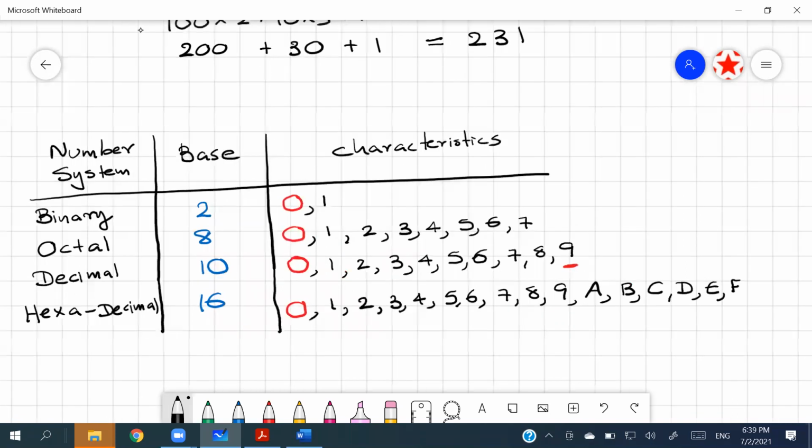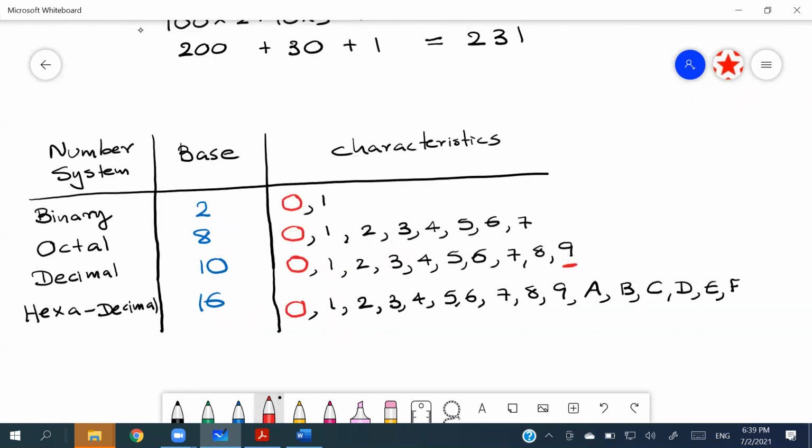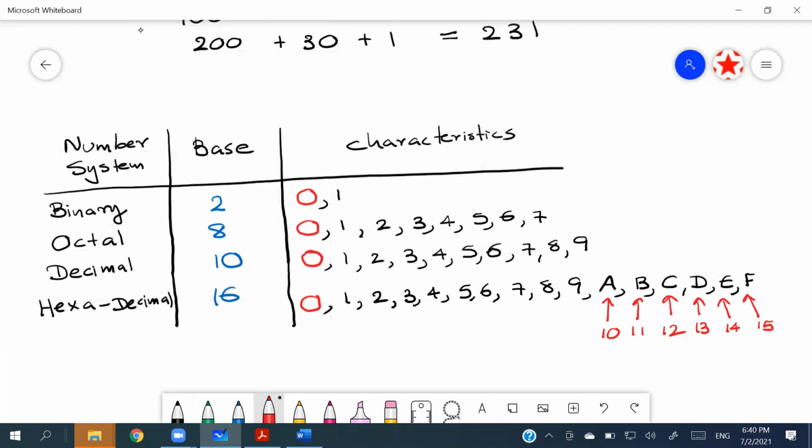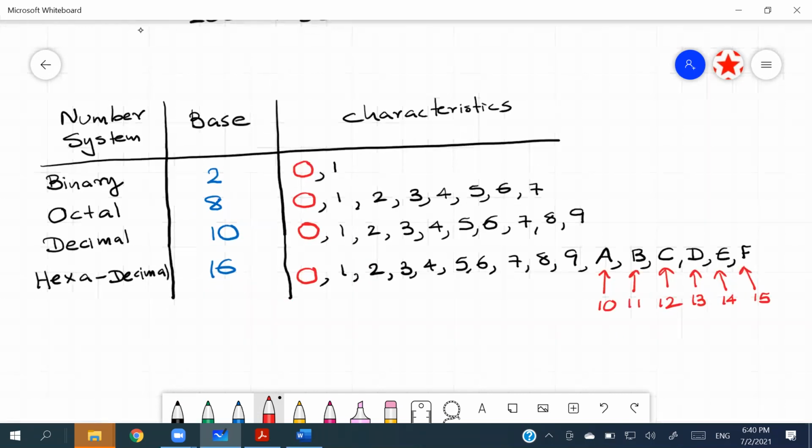So why are these characters there? Because they are indicating 10, 11, 12, 13, 14, and 15, right? So this is the way the characters of a particular number system go on, right? Okay, people, let's write this down in this particular manner, right?